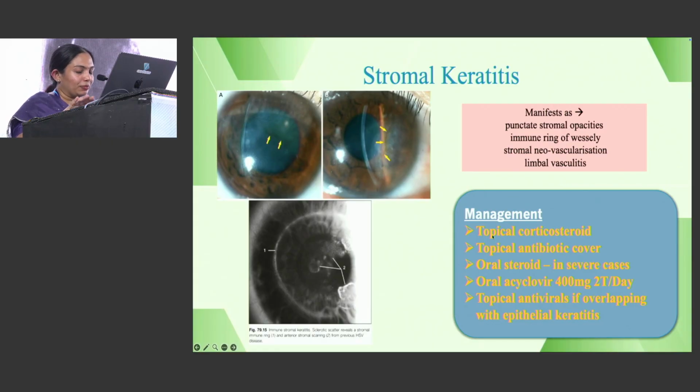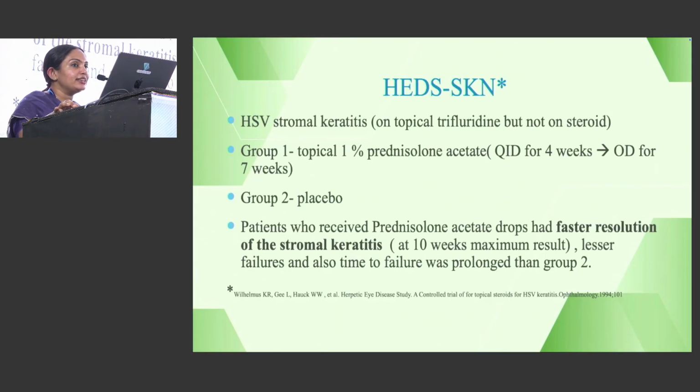The standard management is topical corticosteroid under antibiotic cover. If there is associated epithelial keratitis, you can give antivirals also. Always start acyclovir 400 milligram two times a day for stromal keratitis. The HEDS study gave us the criteria for treatment of stromal keratitis. In patients where only antivirals were used, the addition of prednisolone definitely had a role in faster healing of stromal keratitis. So in stromal viral keratitis, treatment should include steroid drops under antibiotic cover.